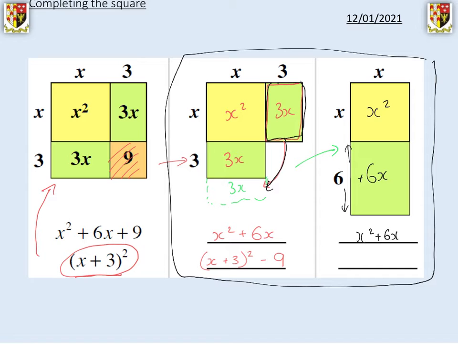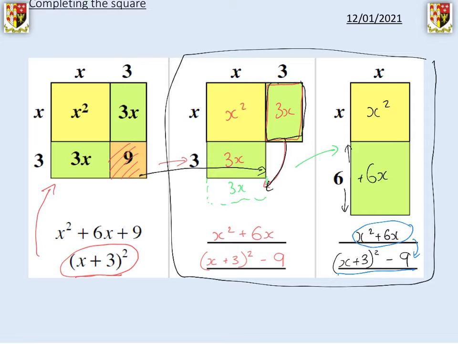And we can see, because it's the same as the first diagram, to get to the second diagram, take away the 9, then I can also write that as x plus 3 all squared, take away 9. And that's the process that we're going to have a look at today, taking something such as this and writing it in this form here.